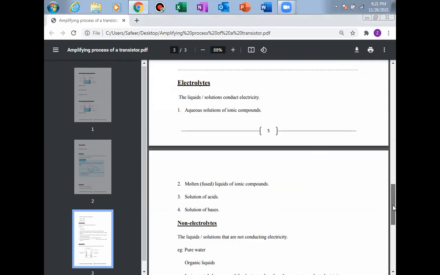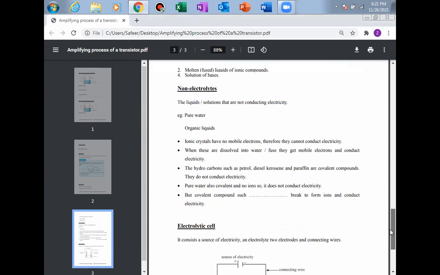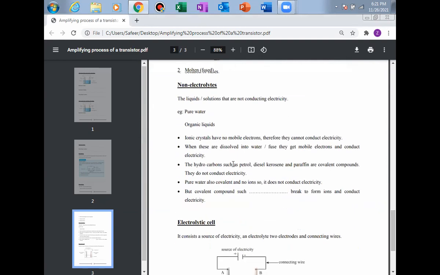Then non-electrolytes. Non-electrolytes are the liquids or solutions that are not conducting electricity. Pure water, organic liquids.